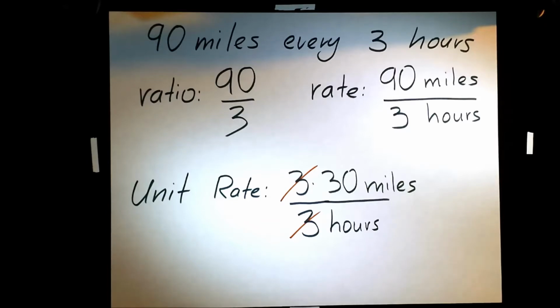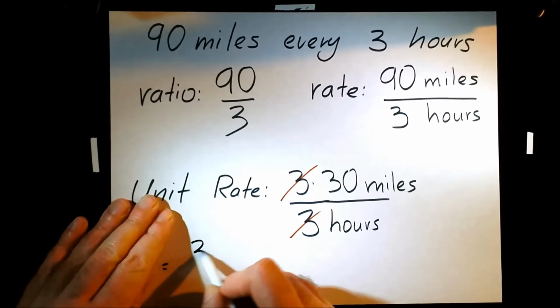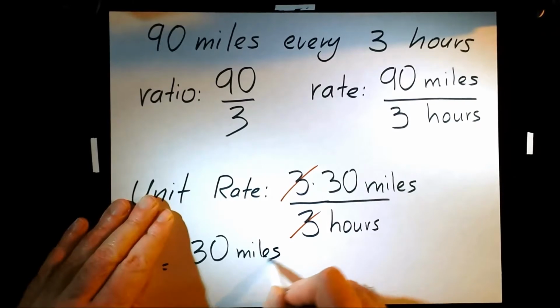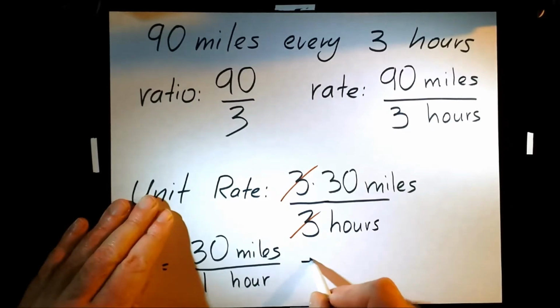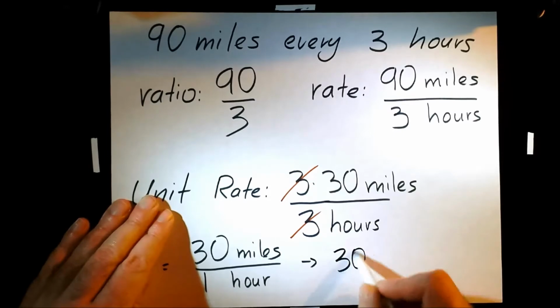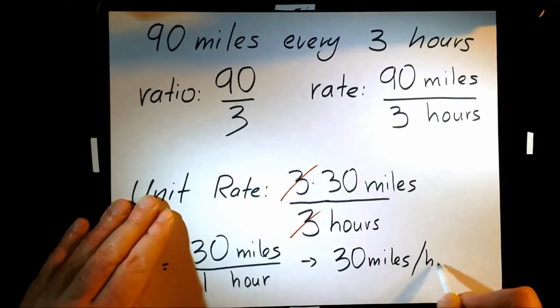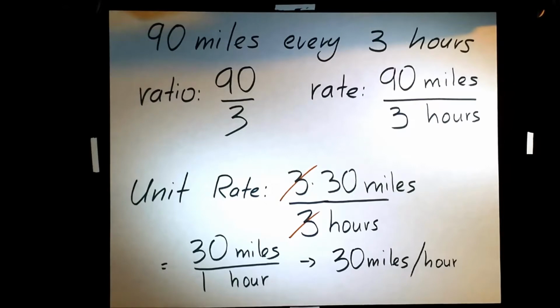So I'm left with 30 miles to 1 hour. And a more convenient way to write this, we just don't write the 1 here, we just say 30 miles to every hour. 30 miles an hour. That's a speed.